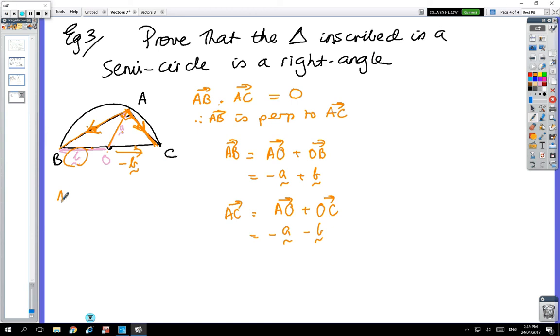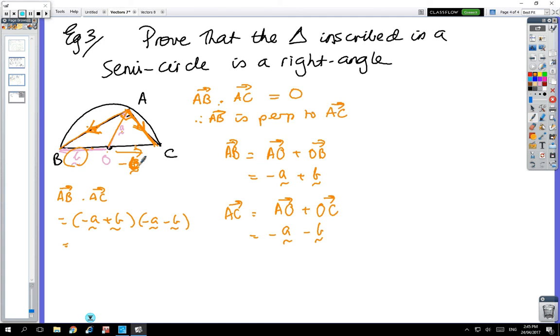So now we do the product. I've got AB dot AC equals minus A plus B times minus A minus B, and then I just use expanding. Actually, in my notes, I'm going to change that to C. Really sorry. Actually, I'll keep going with minus B and just see what happens. Otherwise, I'll have to start the video again.